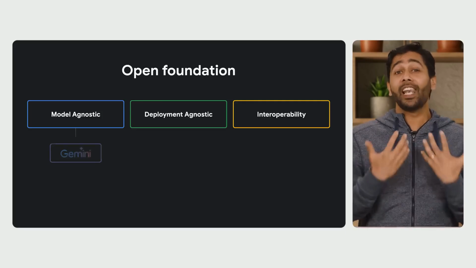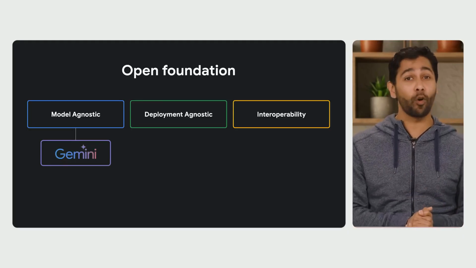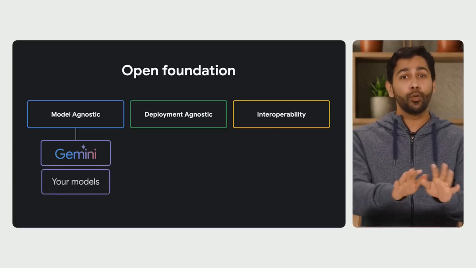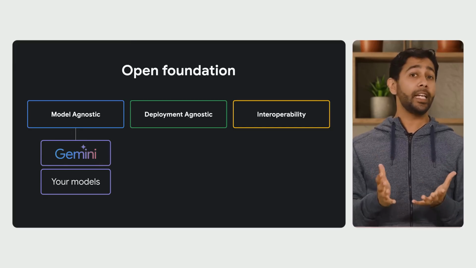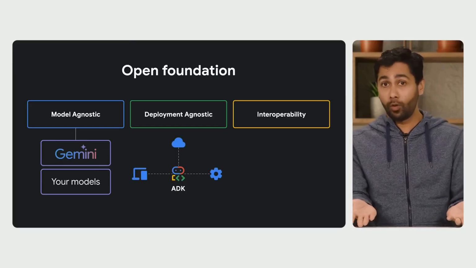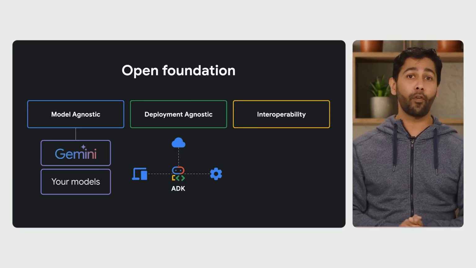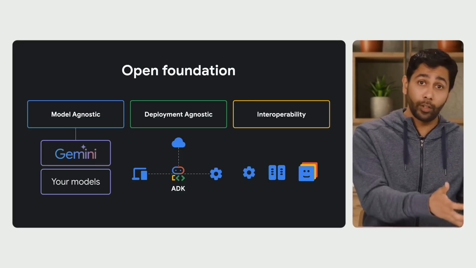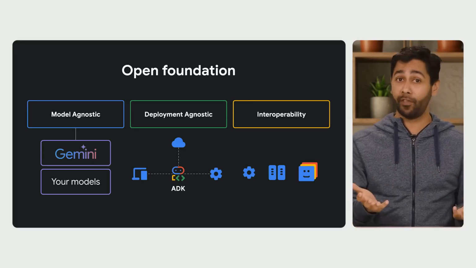Look, we obviously love our Gemini models, and especially the latest Gemini 2.5 Pro model, which has amazing reasoning capabilities. But with ADK, you can choose any model you want to use, whether it's a model from Google or anywhere else. ADK is also deployment agnostic. It can run locally wherever you do development, or on Google Cloud, or wherever your infra happens to live. It is also built for interoperability, so you can easily integrate your agents with your existing tools and services, or even integrate with agents that you may have built on other frameworks.